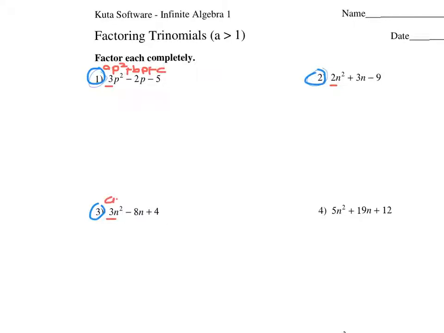On any one of these, no matter what the variable is, we always refer to the first number as A and the second number as B and the last number as C. So I won't write this every time, but we need to be able to identify the A and the C part of this, because the first thing we're going to do is take those two and multiply them together.